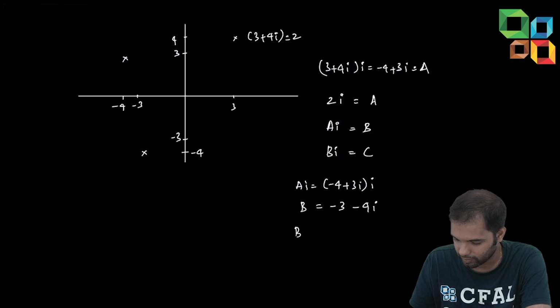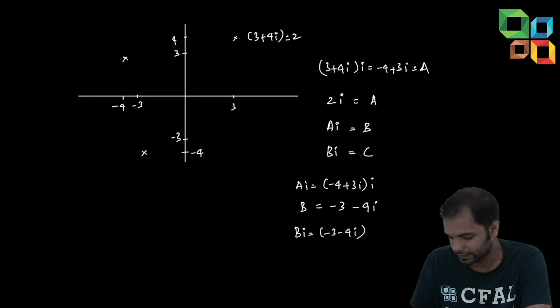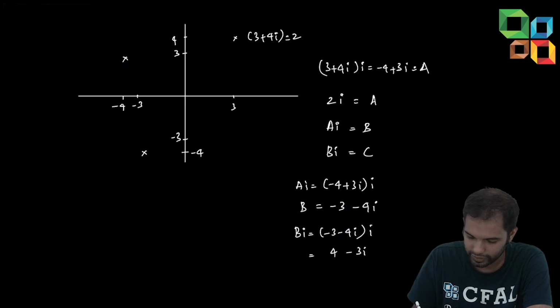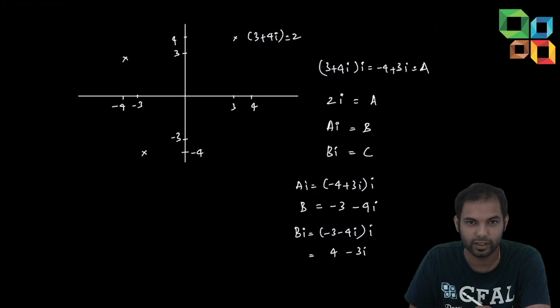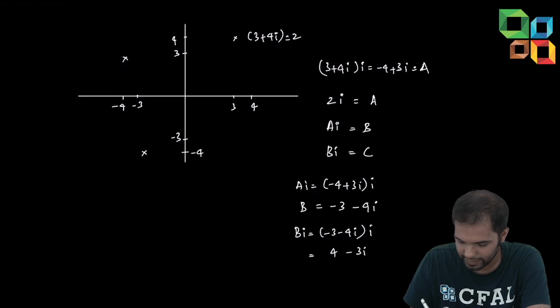So again I'm trying to multiply B into I. So minus 3 minus 4i into I. What I'm getting is minus 3i, and this is i square, so it's 4. So the real part is positive 4, and the imaginary part is negative 3.